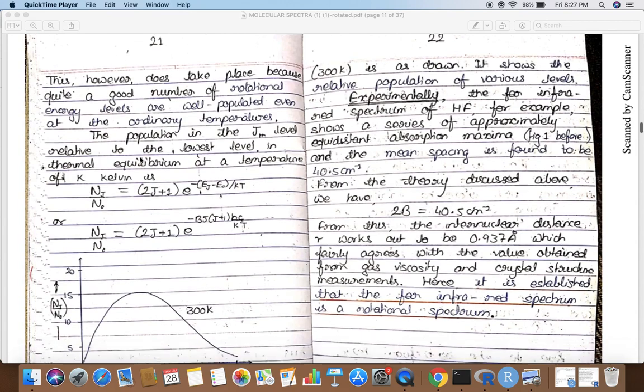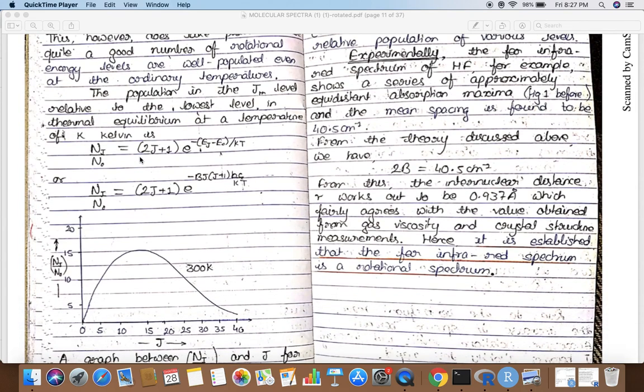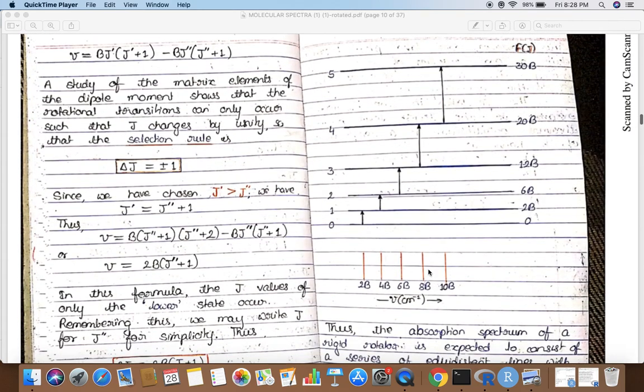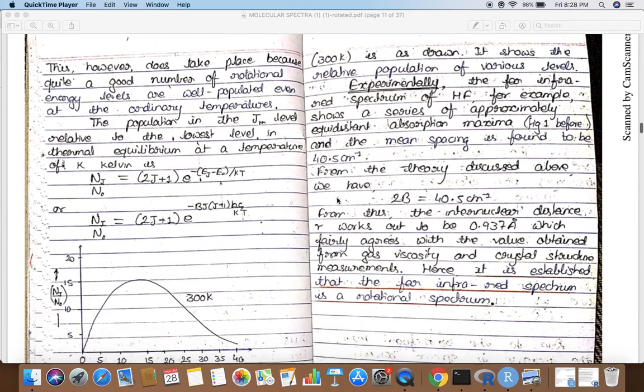So it means that even at room temperature, we have sufficiently populated rotational states for a given Jth quantum number. So, for example, a diatomic molecule HF shows a series of approximately equidistant absorption maxima; these are the spectrum lines.